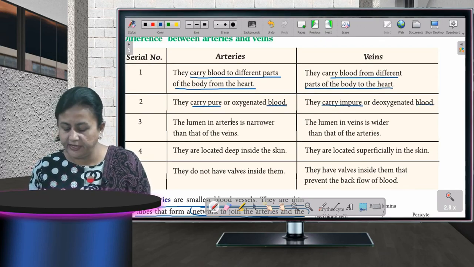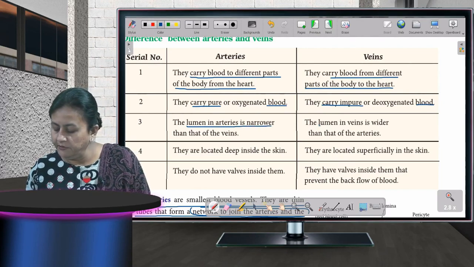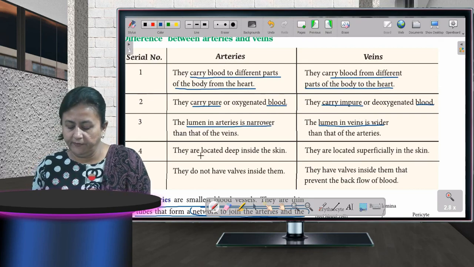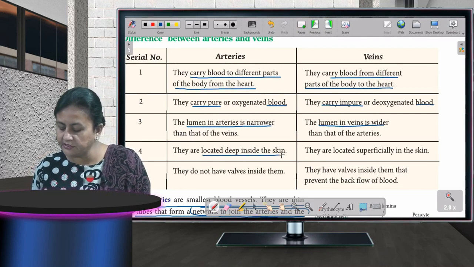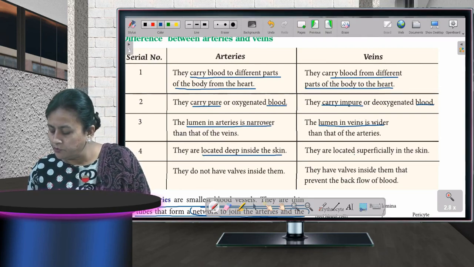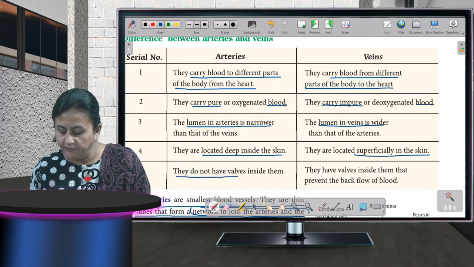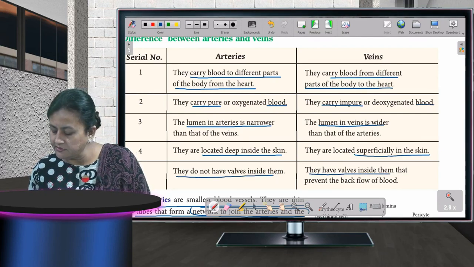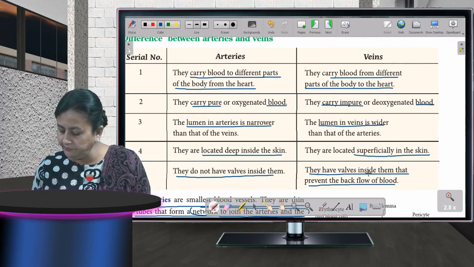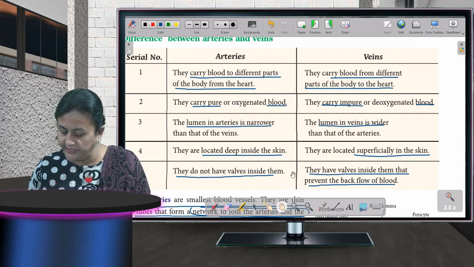Fine. Then the lumen in arteries is narrower. The lumen in veins is wider. Arteries are located deep inside the skin. Veins are located superficially in the skin. Arteries do not have valves inside them, and veins have valves inside them that prevent the backflow of blood. Fine, children. Now come to the next topic.